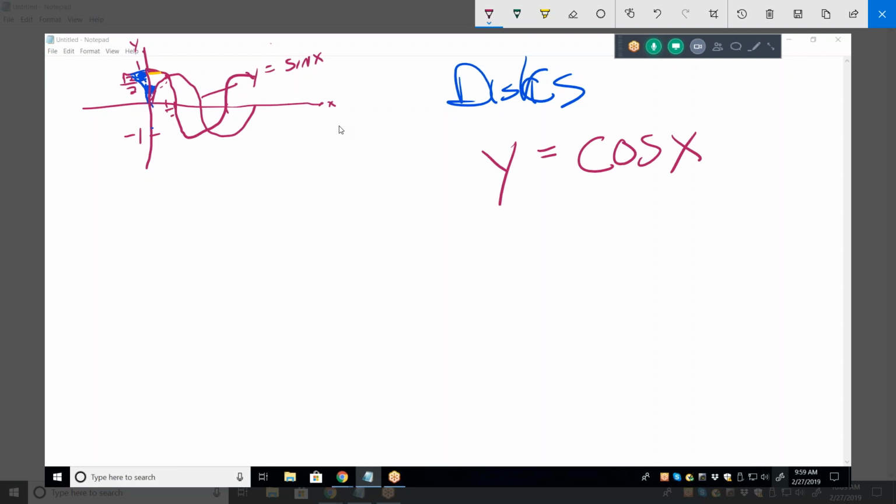But remember, our skinny dimension is along the y-axis. So our integral is going to be dy, which means our function has to be a function of y. What we're looking at here is a function of x. Right. So let's solve it for x. What is x equal to?